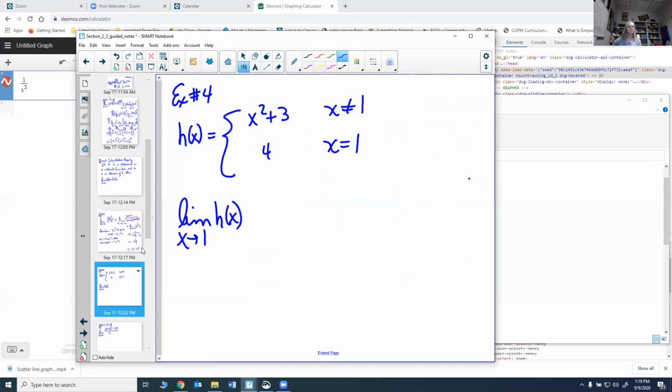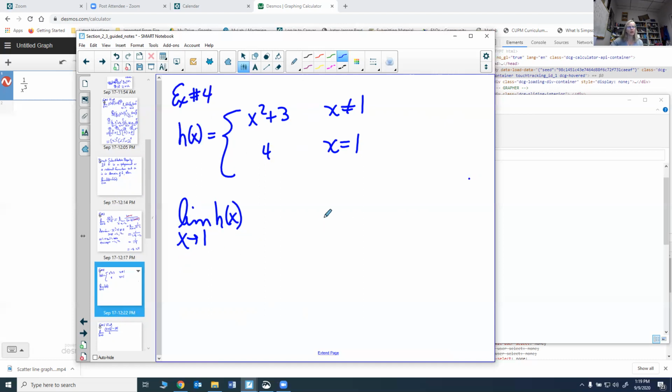All right, let's do another example. In this example, we're going to have a piecewise function. h of x is equal to x squared plus 3 as long as x is not 1. If x equals 1, it's equal to 4. We're going to take the limit as x goes to 1 of h of x.